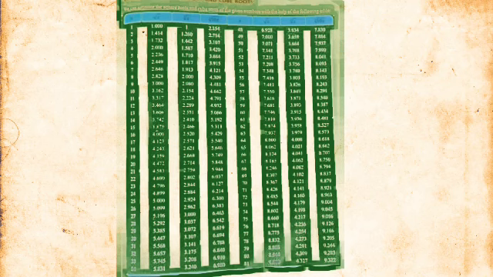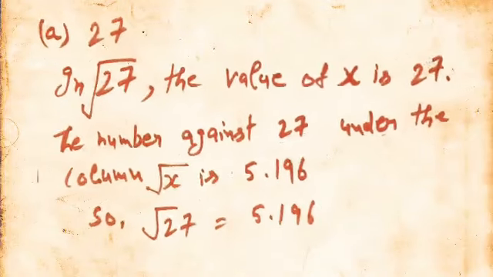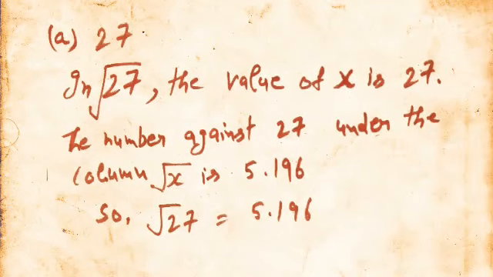Like this, students, you can estimate the cube root and the square root of any particular number. So now we'll discuss the questions given in the exercise. So first of all, the question is 27. We have to find out the square root of 27. In 27, the value of x is 27.